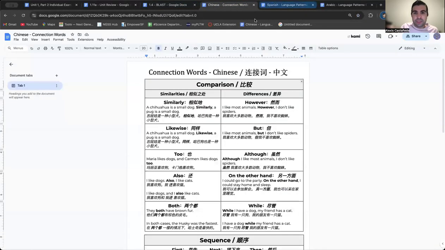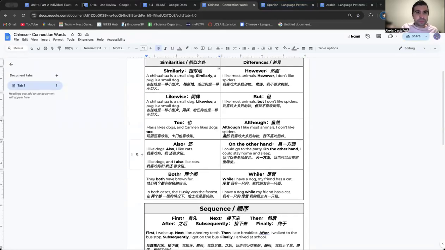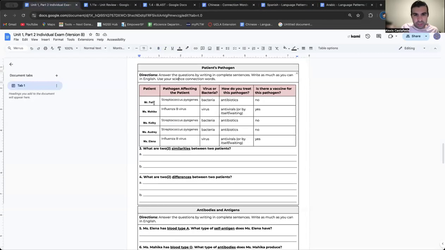Similarities. We're going to use the word similarly, likewise, too, also, or both. So both is usually the easiest one to use. So let's go with both. What's something that two patients have that's the same? Mr. Felix has Streptococcus pyogenes, which is a bacteria. And Miss Colby also has Streptococcus pyogenes, which is a bacteria. So I can write both Mr. Felix and Miss Colby have the Streptococcus pyogenes pathogen. Both of them have it, right?